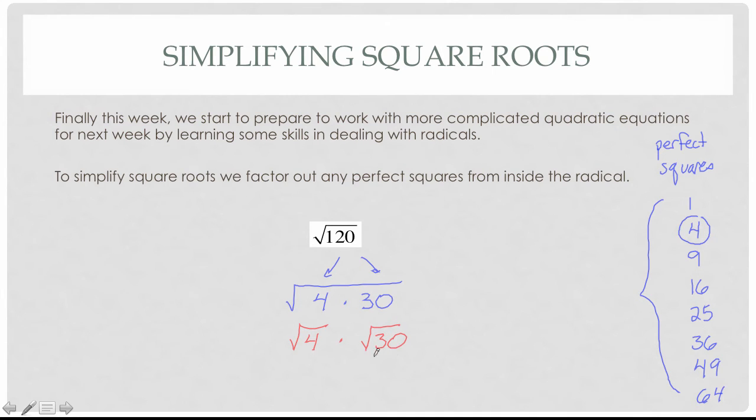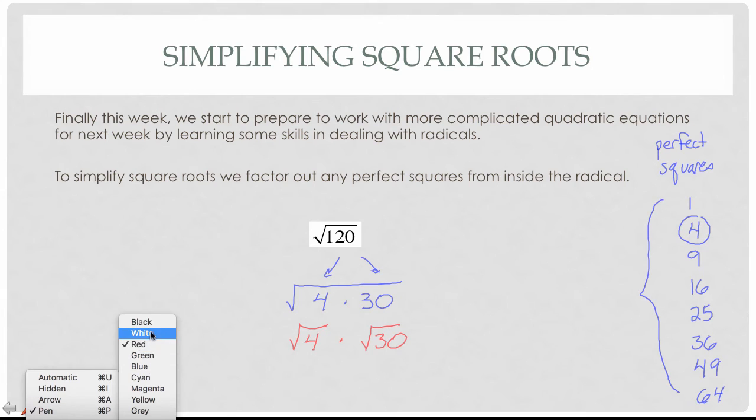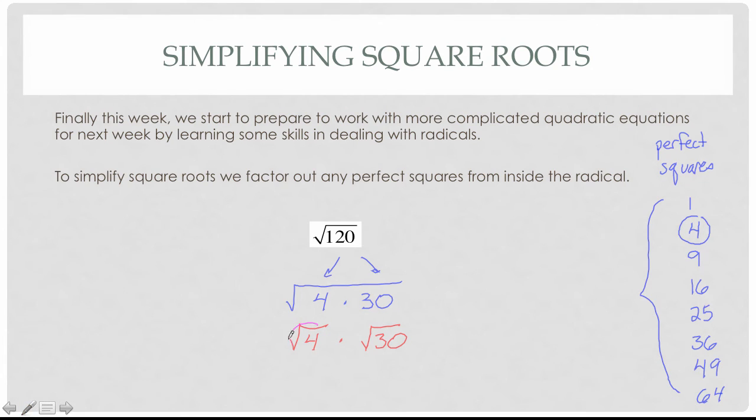Now the square root of 30, I can't deal with anything. There are no perfect square factors in 30, but the square root of 4 is nice because I can square root that. The square root of 4 just becomes 2 because 2 squared is 4. I'm still multiplying by the square root of 30, but there we go. That's rewriting our radical expression in simplified terms, and that's a helpful skill to know when you're dealing with quadratics. So the square root of 120 is the same as 2 times the square root of 30.